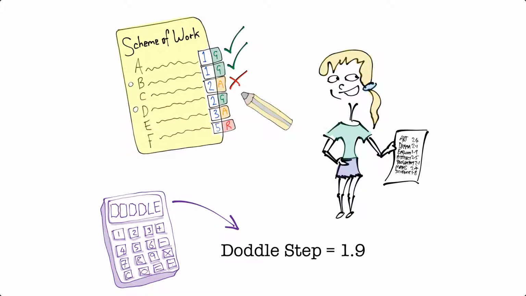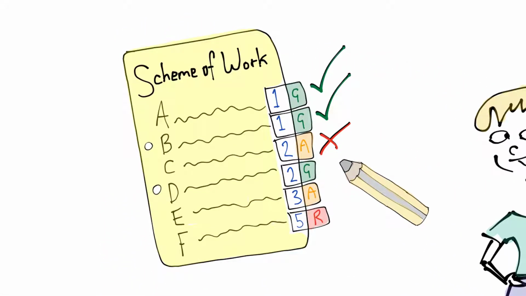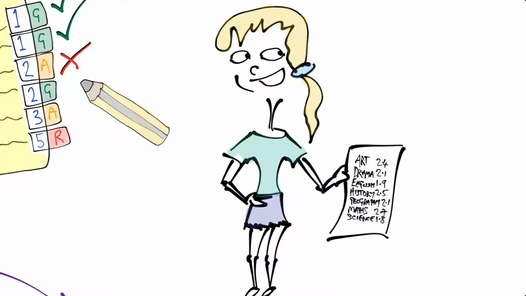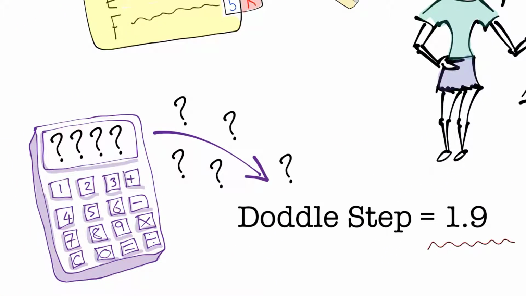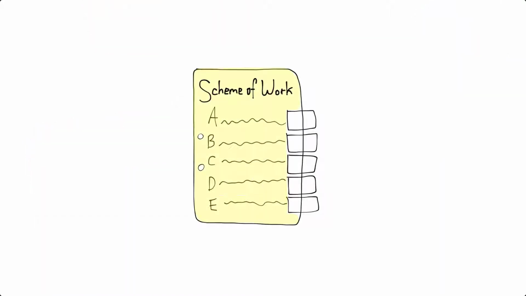Okay, so we know that the Doddle Step is a one-number summary of all the RAG ratings that teachers have assigned a pupil within a particular subject. But how do we work it out? In order for us to understand the Doddle Step, we need to define a few things.